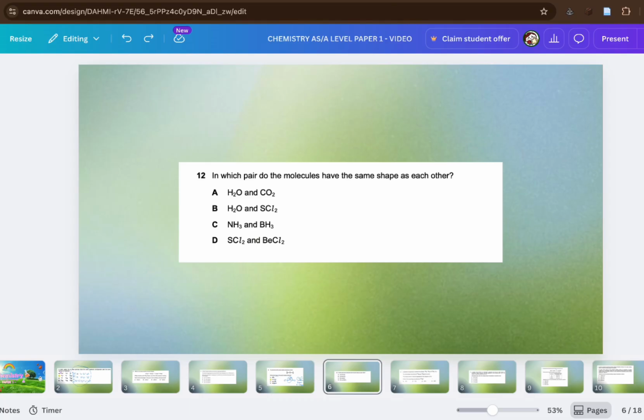Next question. In which pair do the molecules have the same shape as each other? Here we have the options, and we are told to find the molecules that have the same shape. So each of these. Okay, let's start with option A. H2O has the shape of like this, with oxygen having two free electrons at the top.